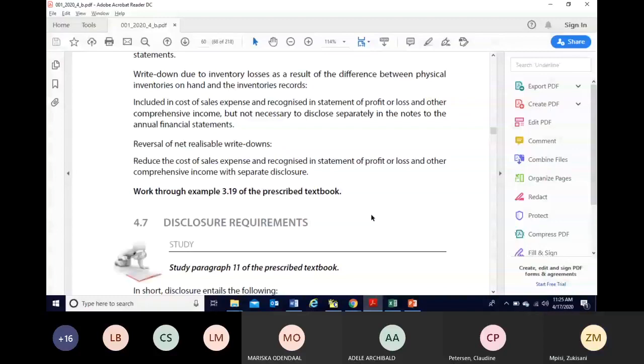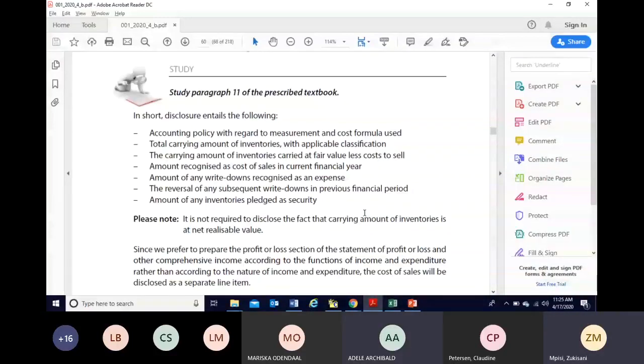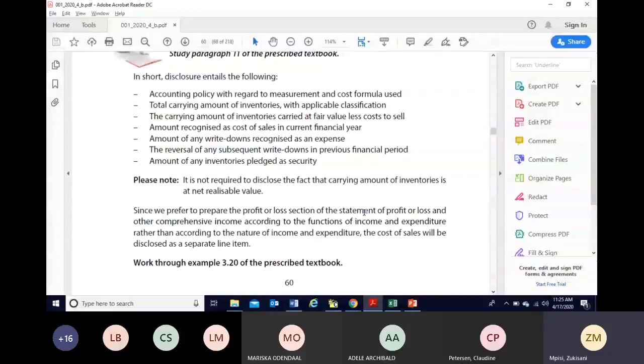And then the disclosure touches upon the accounting policy, which says inventory is measured at lower of cost or net realizable value. And they tell you that if you've got any write-down, you have also to mention it in the disclosure note at the bottom, and any reversal therefore.